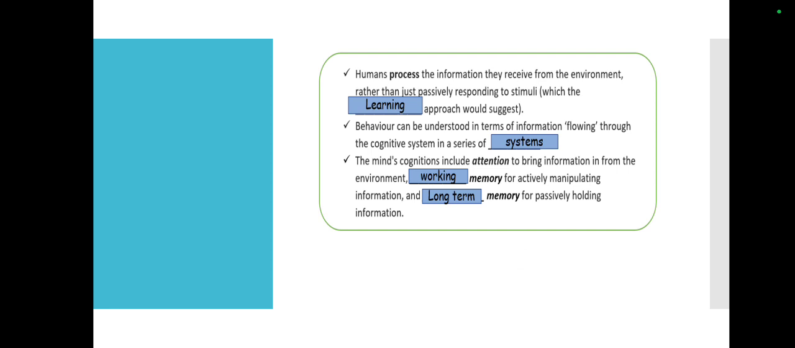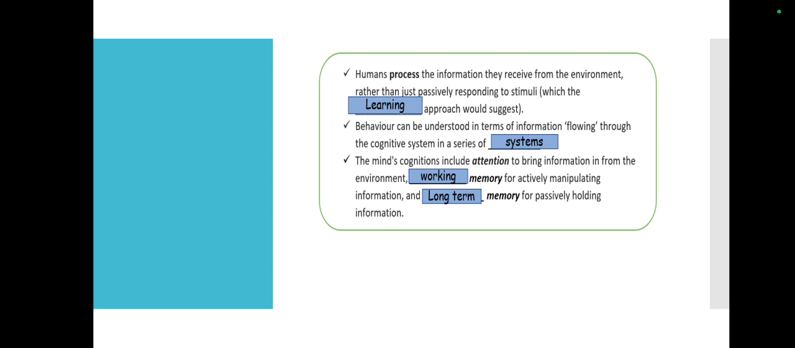In accordance with this first key assumption, cognitive psychologists believe that all behaviour is a product of information processing. They believe that humans process the information that they receive from their environment, and that we don't, if you want to highlight this for me, just passively respond to stimuli. If you remember from social learning theory and classical and operant conditioning, learning theorists would argue that almost automatically we respond to things that we encounter in our life. The cognitive approach would argue that we process those encounters, we process all stimuli. Everything that we receive from our environment, we think about or process in some way. We don't just respond automatically or passively.